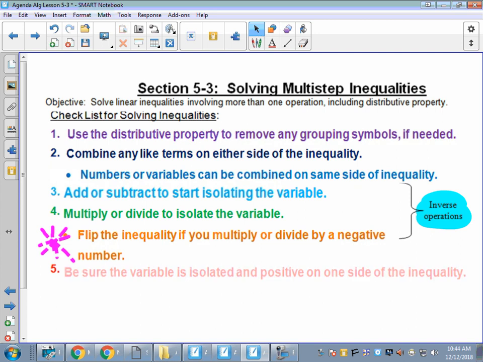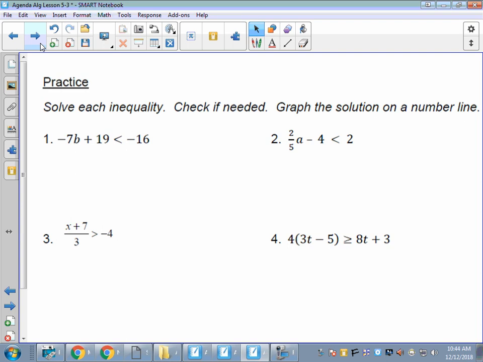And then the last thing here is just to be sure that we have the variable isolated and positive on one side of the inequality. That should be your final answer, with a positive variable on one side of the inequality. Okay, so let's do a couple practice problems here. Let's look at number 3 down here.